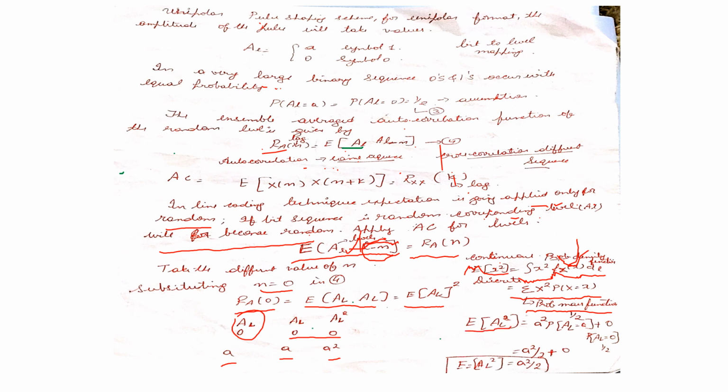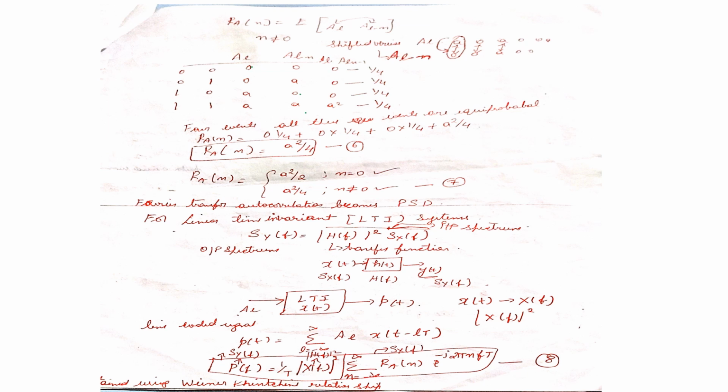So expectation of A_l square: since we are dealing with a discrete signal, we adopt the second formula, the summation of x square into P of X equal to x. So A square into the probability that A_l is A, and the probability of occurrence of the symbol is 1 by 2. Similarly, for the symbol 0, the amplitude level is 0, and the probability of occurrence is 1 by 2. So the expectation value when n is equal to 0, for A_l square, is A square by 2.